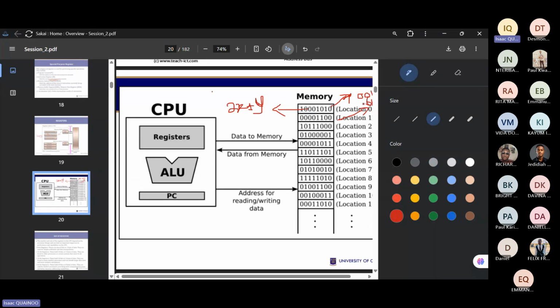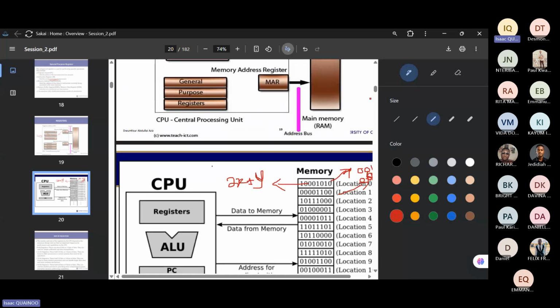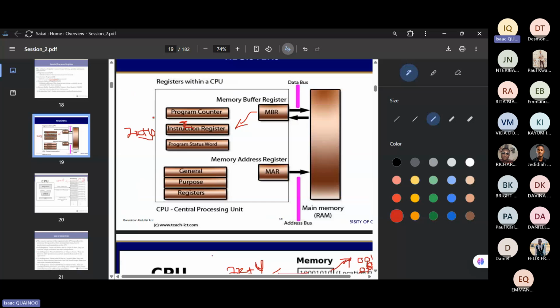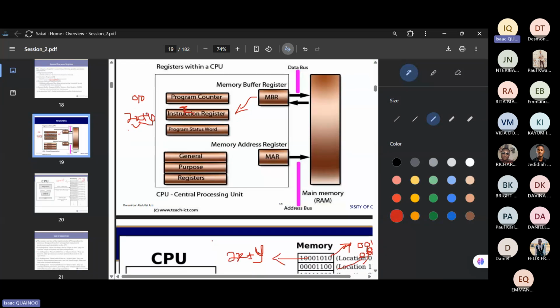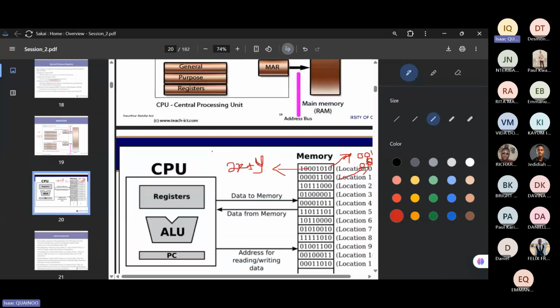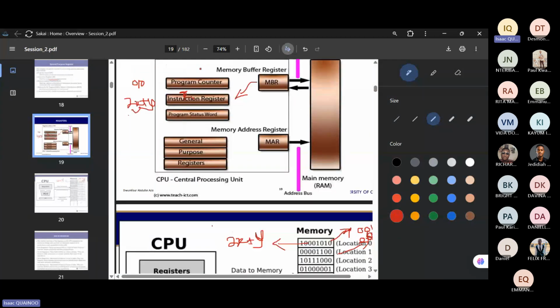So let's just designate it as 010. The program counter will basically hold the address of the next instruction, which is 010. And that tells you that when the computer is done processing this particular instruction, it is going to go to the next address, which is 010, and then perform or process that particular instruction.